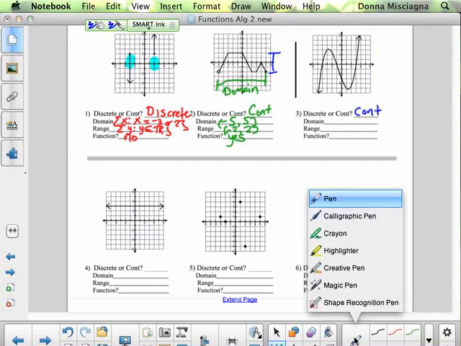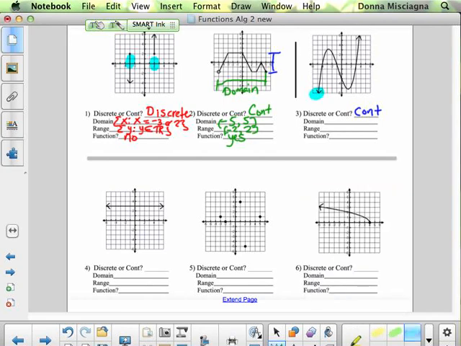There are arrows at both ends. They are going to keep moving to the left and keep moving to the right. So the domain is negative infinity to infinity. They're going to keep moving down, keep moving up. The range is also negative infinity to infinity.